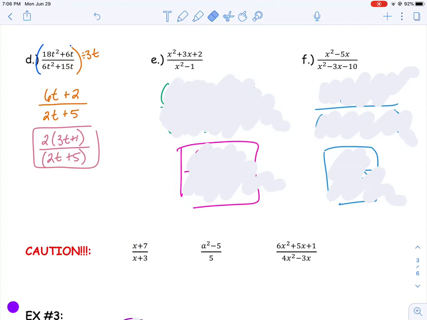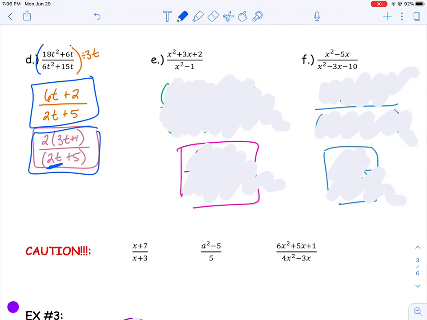Now be careful. I cannot reduce these 2's because this 2 down here is connected with the t plus 5. Because it's not being multiplied by the whole thing, it's not a single factor, we can't reduce this one any more than it already is. So either this orange one would be an answer, or you can do the pink one. It's just a little more factored, but I can't simplify it any more than it already is.